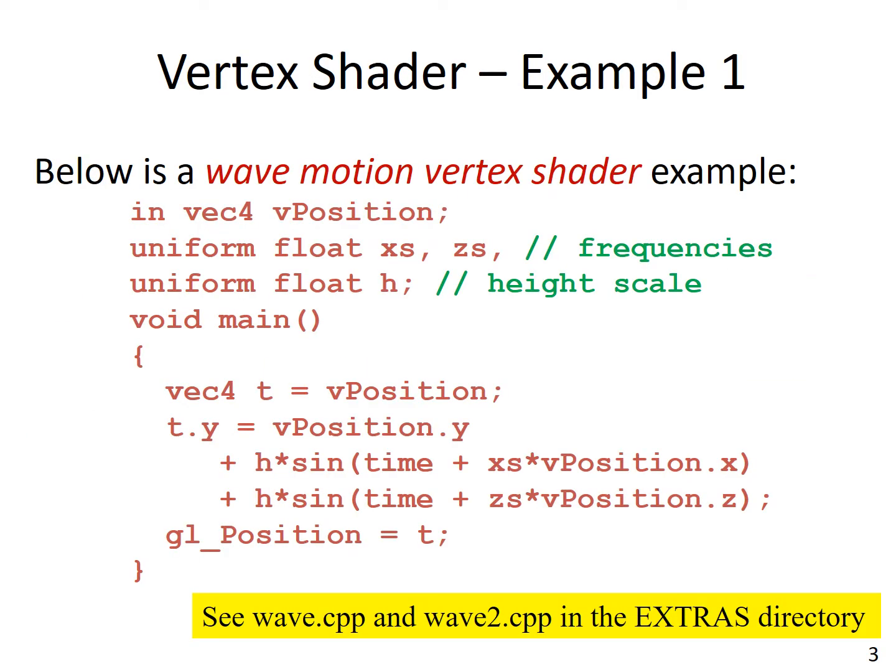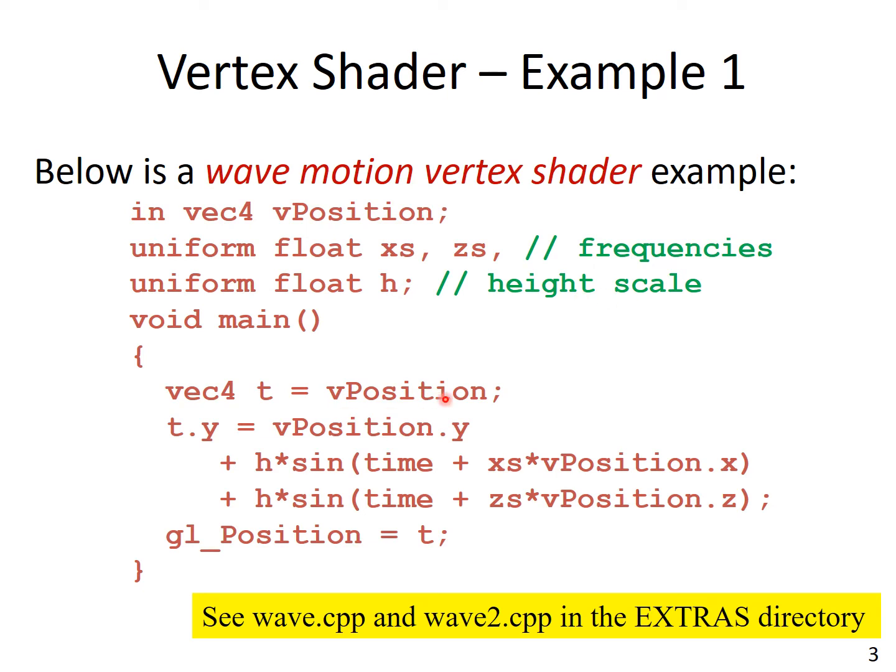Here is an example of a complete vertex shader program that produces wave motion. We have the vertex position coming as an in variable from the application program, and then we define three uniform variables. The first two are related to the frequencies in the X and Z direction, and the third one is the height scale of the wave.